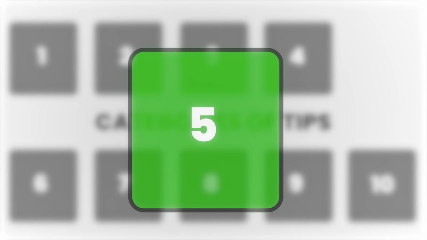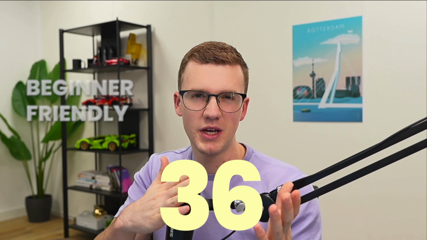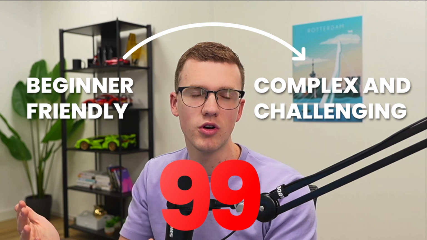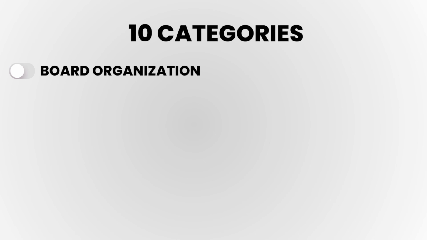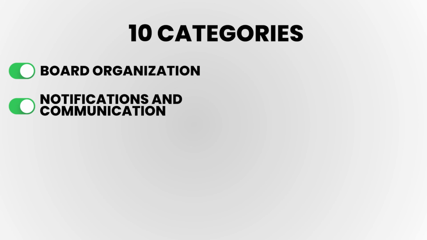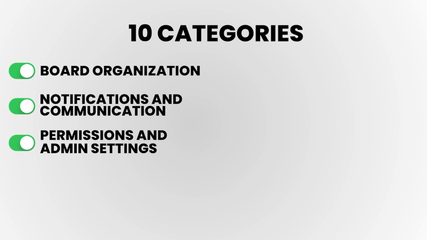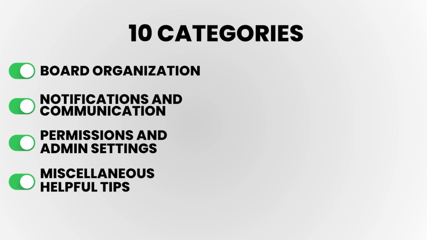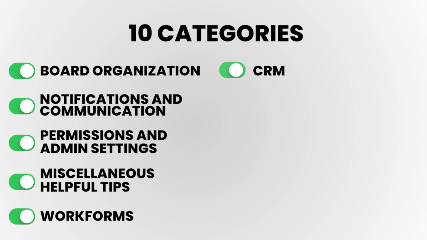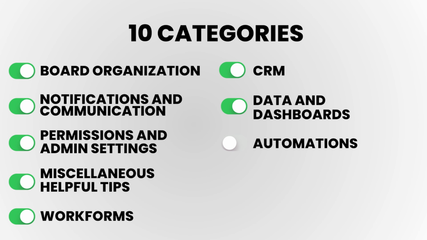I've created 10 categories of tips so you can easily jump to the ones you find most interesting. You can use the timestamps in the video below to jump to the category you like most. The first tips will be more beginner friendly and it will gradually become more complex and challenging, so keep that in mind. So the 10 categories are board organization, notifications and communication, permissions and admin settings, miscellaneous helpful tips, workforms, CRM, data and dashboards, automations, apps, and AI. So those are the 10 categories. Let's get started.